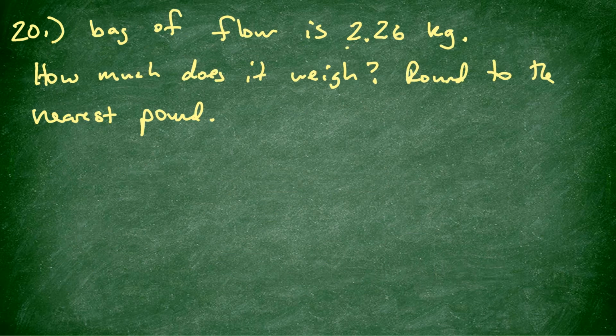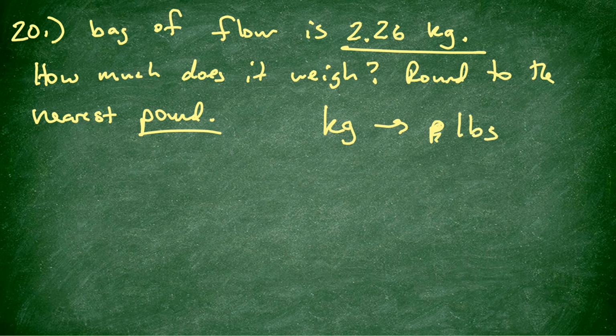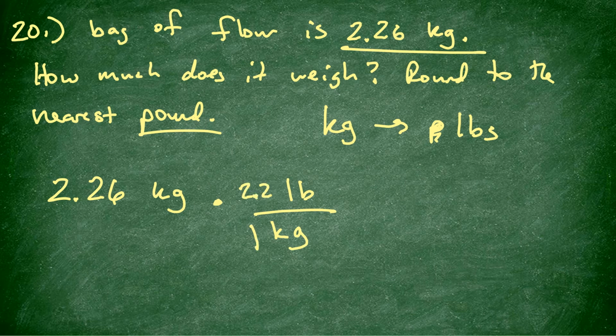A bag of flour is 2.26 kilograms. How much does it weigh? Well, it weighs 2.26 kilograms. But they say round to the nearest pound. So you have to take your kilograms and turn them into pounds. So I'm going to take 2.26 kilograms and multiply by pounds all over kilograms. Remember, 1 kilogram is 2.2 pounds. So I do 2.26 times 2.2. Remember, the kilograms cancel, so I'm left with 5 pounds.